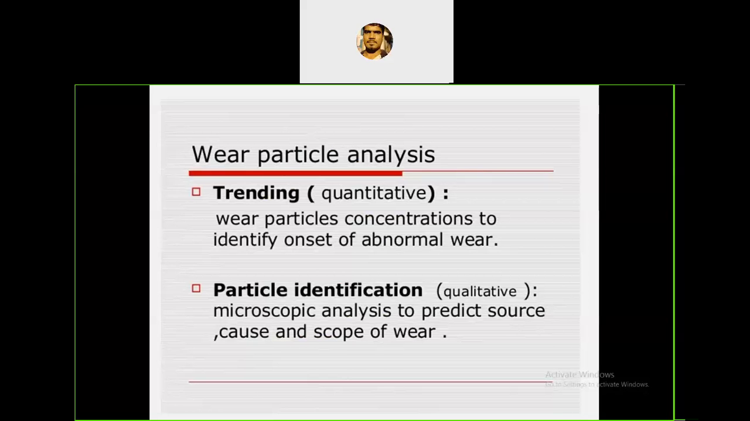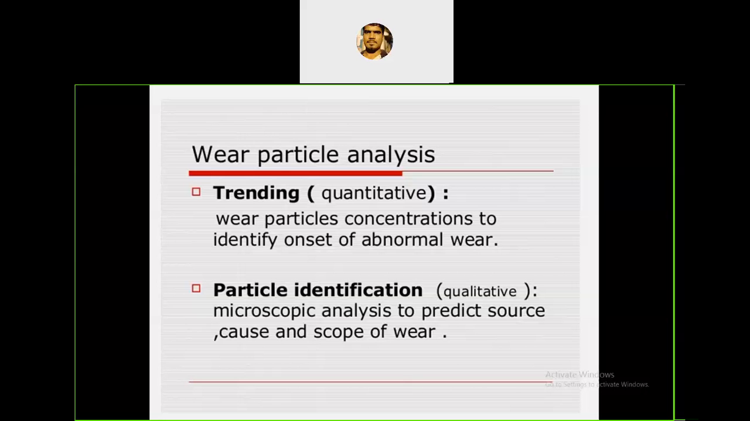And the second one, particle identification, is qualitative. The first one is quantitative. It is a microscopic analysis. With the help of microscopy we can analyze this. Are there any changes in the grains or changes in the atoms that we can see and predict? If there are any voids, that is a source for crack formation that we can easily see on the surface, and we can take the necessary measures to control the wear.